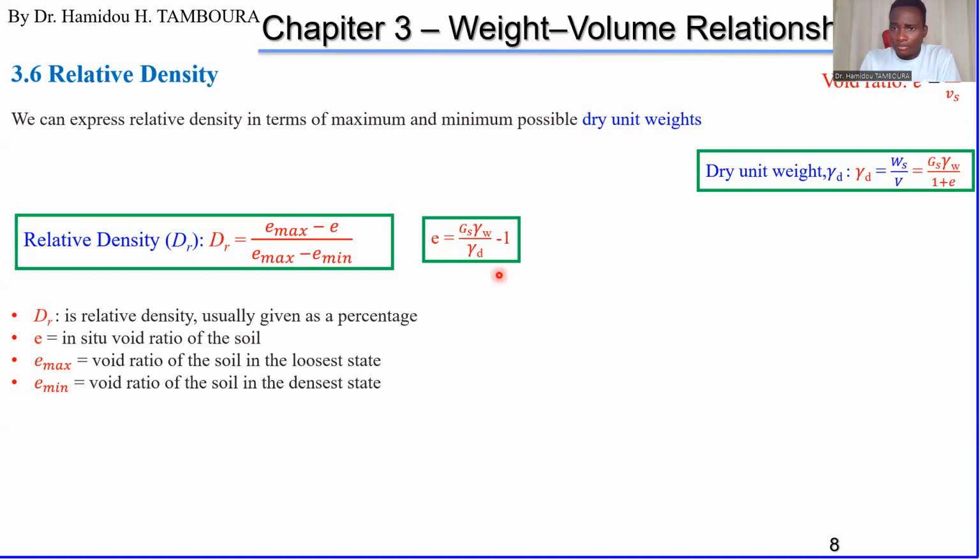By knowing the volume of the solid, your soil, putting the soil somewhere, knowing the volume of the soil and its weight, you can obtain the dry unit weight. And specific gravity is given for a lot of soils, you have this specific gravity.